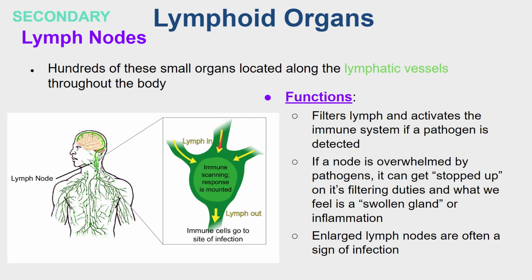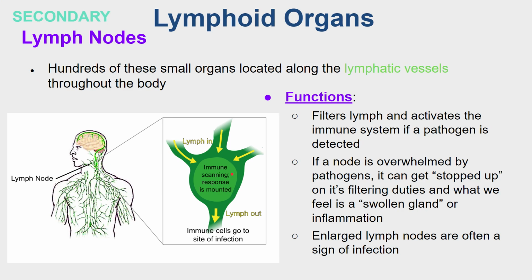So remember how we said there's that one-way system, everything leading to the heart. If all of that fluid is coming in to the lymph nodes, it's scanning. If it does detect something, it's going to send out an alert to the system. It's going to send that to the heart, and that signal is then sent around the body to mount a response.